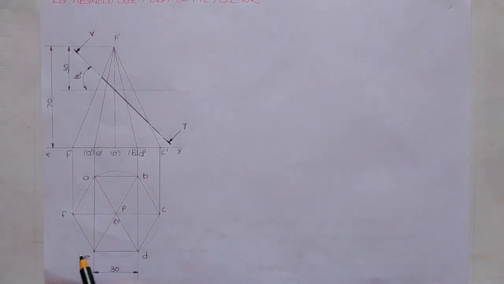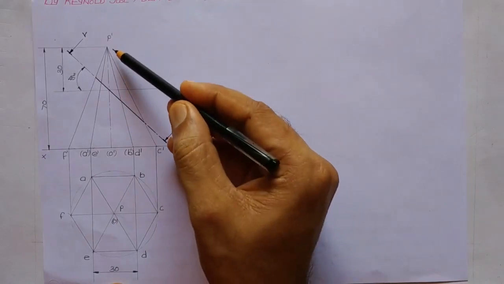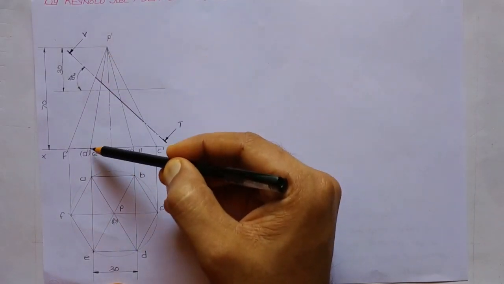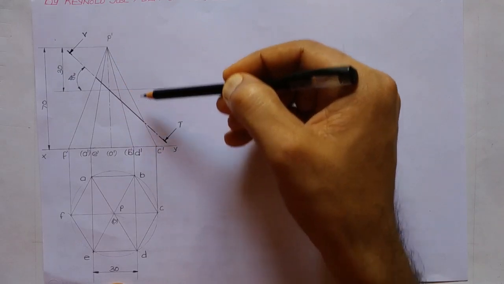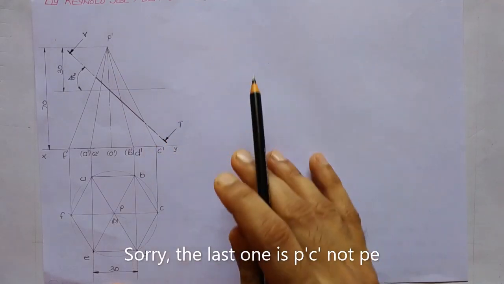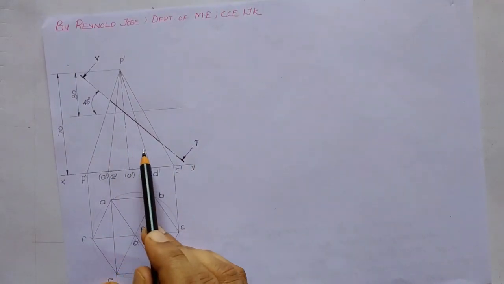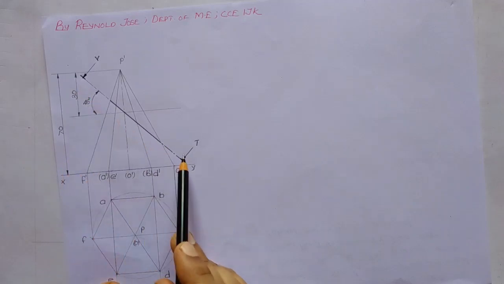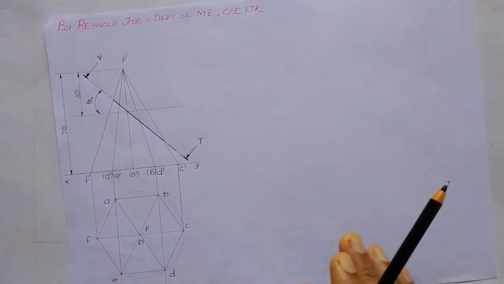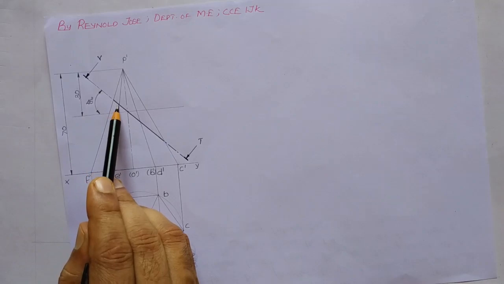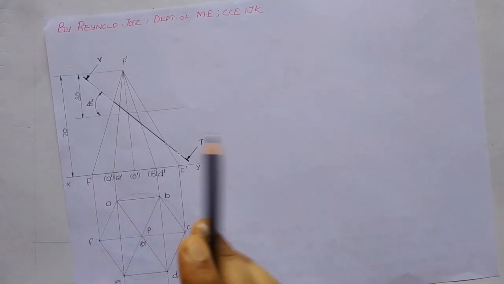In the front view we have visible lateral edges PF, PE, PD and PC. So here this is PF, this is PE, this is PD and this is PC. All these lateral edges are meeting the section plane at some points. Let us mark those points as 1, 2, 3 and 4.